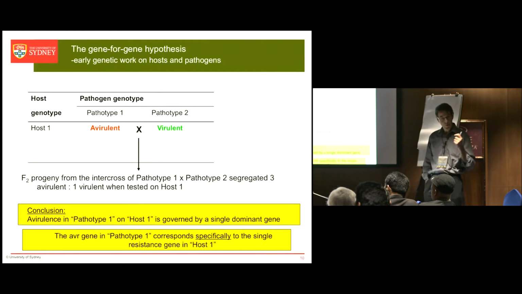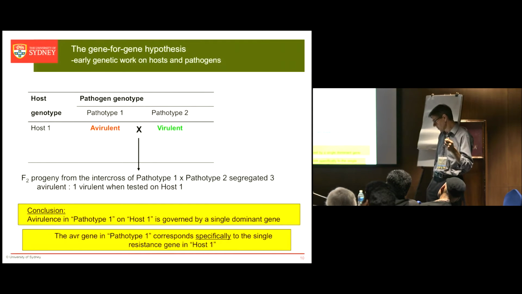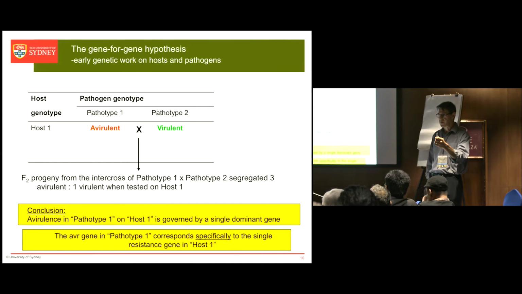Now the really amazing thing about this is when he did a number of these studies, he found that there was specificity, right? So the avirulence gene in pathotype 1, he found corresponded specifically to the resistance gene in host 1. It didn't match resistance genes in other genotypes that were different to the one that occurred in host 1. So there was a gene-for-gene relationship. A gene for avirulence in the pathogen matching a gene for resistance in the host. And that correlation was very specific.